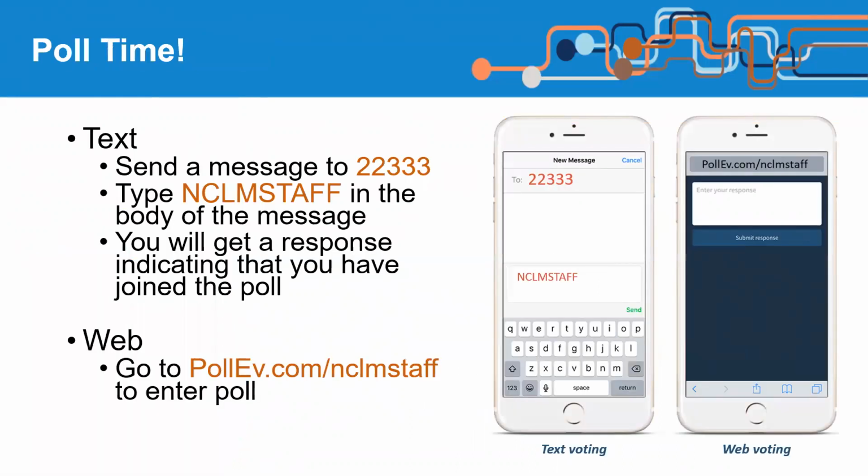So with that, we are going to start off with a poll question. So the first thing I would like you all to do is to take out your smartphone, and you can either join the poll by text or by using your web browser. So two different ways to enter the poll, and it couldn't be simpler. If you're using text, go ahead and get a new message up, and the place that you're going to text is the number 22333. And in the body of the message, type in NCLM staff. Once you send that message, you'll get a confirmation response, and it'll indicate that you've joined the poll. It'll also tell you that at the very end of the poll, which will be at the end of this presentation, if you just type leave, then you'll exit the poll. You can also go and use your web browser.